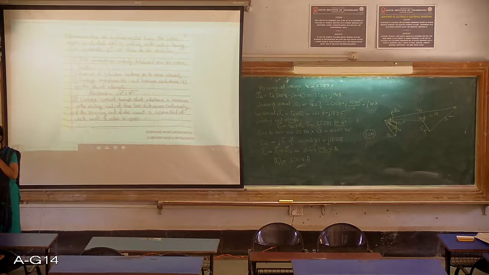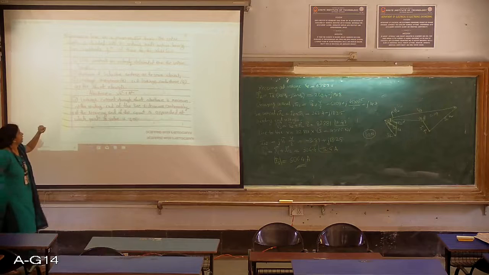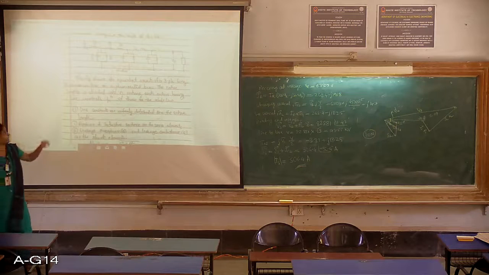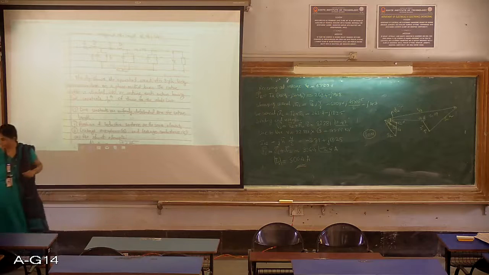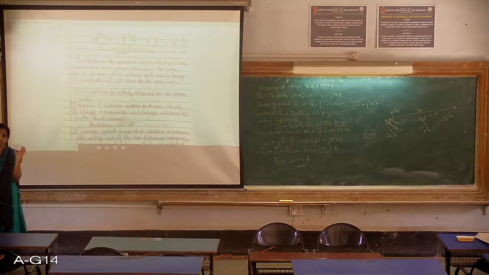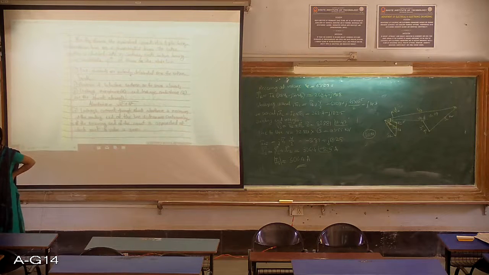Then leakage susceptance B and leakage conductance G, as I told you, are 1 by nth, so it is B by N and G by N. Leakage susceptance and leakage conductance are the shunt elements. So what will be the total admittance? It is G minus JB, so the total admittance will be root of G square plus B square.